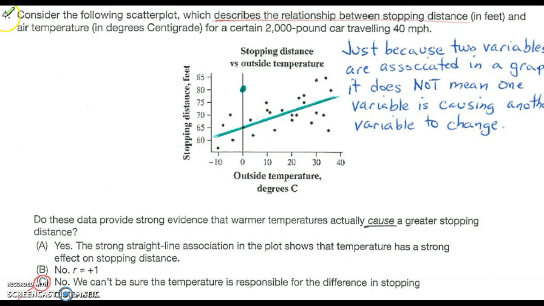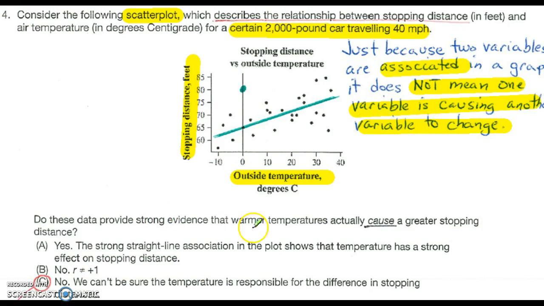In problem number 4, we have a scatter plot about outside temperature and stopping distance of a certain car going 40 miles an hour. If you look at the outside temperature, as the temperature increases, my stopping distance increases. This is an association. It doesn't mean that one is causing the other to change. It just means they're going together.